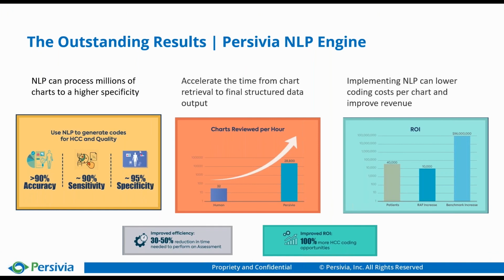So here are the outstanding results that we have achieved through our NLP engine. Some of the benefits that we have been able to achieve through our NLP is being able to process millions of charts to a higher specificity, where we achieved 90% accuracy, 90% sensitivity, and 95% in specificity. We have also been able to review thousands of records per hour. NLP has accelerated the time from chart retrieval to final structured data output. And implementing NLP lowers the coding cost per chart, thereby increasing the revenue and overall improving the ROI, as we were able to detect 100% more HCC coding opportunities. Next.